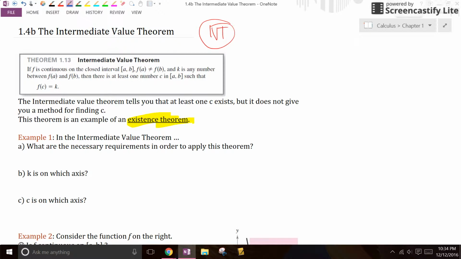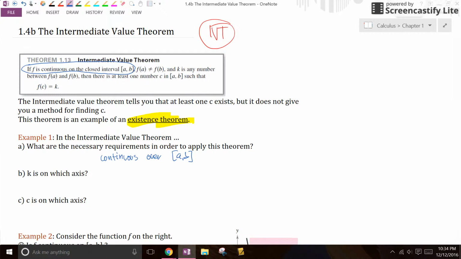In example 1 here, you say, what are the necessary requirements in order to apply this theorem? Well, it's right there in the beginning. If f is continuous over the closed interval a to b. So you need a continuous function. So what's the necessary requirement? Continuous over a to b, right? And that's a closed interval, including a and b.